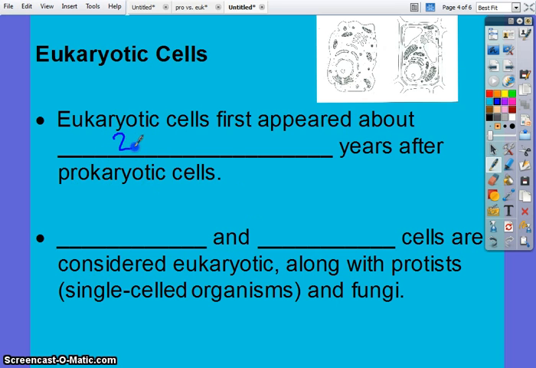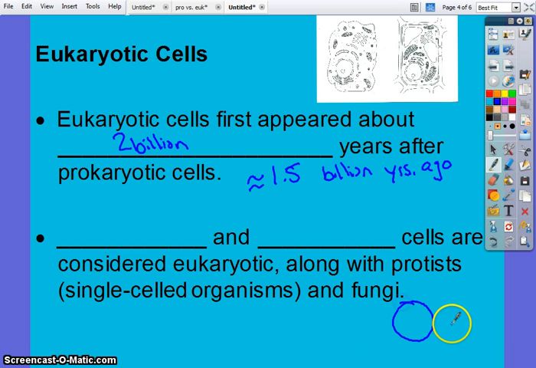Eukaryotic cells first appeared about 2 billion years after prokaryotic cells, so roughly 1.5 billion years ago. They think eukaryotic cells evolved by one prokaryotic cell engulfing another prokaryotic cell, and then that engulfed prokaryotic cell ended up becoming a nucleus. So it was kind of like a bigger prokaryotic cell ate the smaller prokaryotic cell, and this became the nucleus.